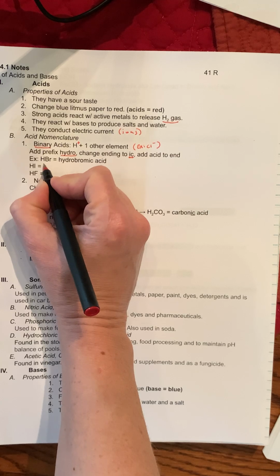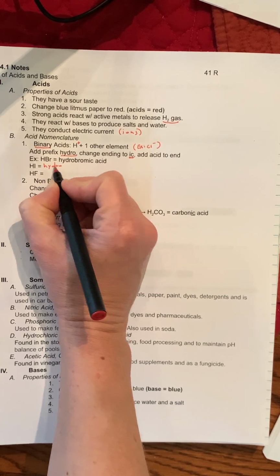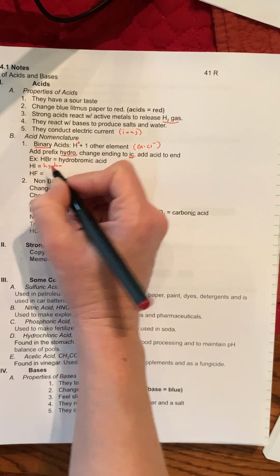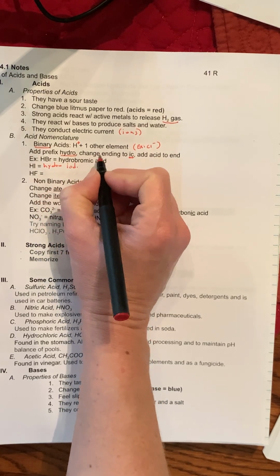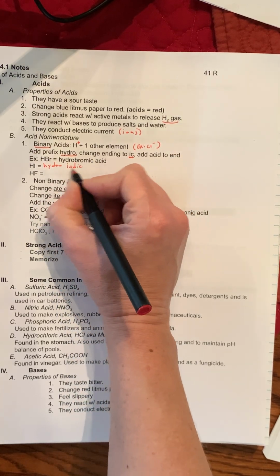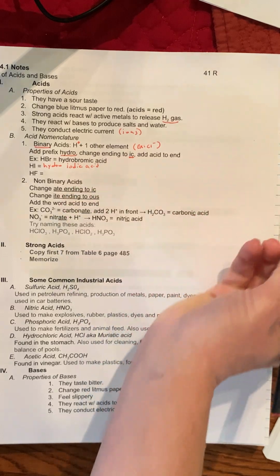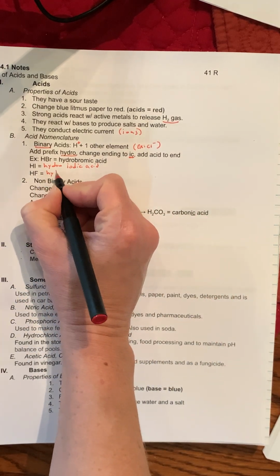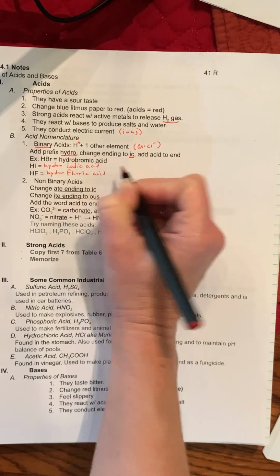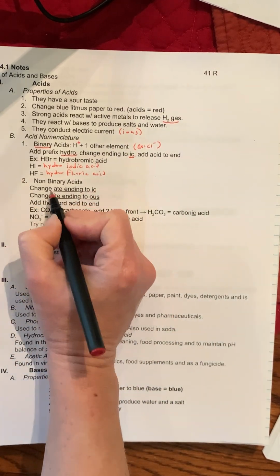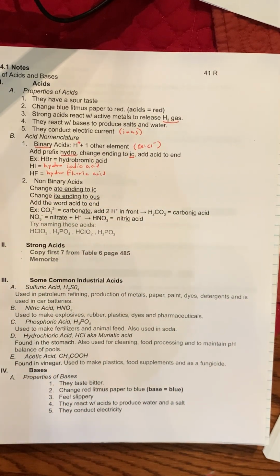HI, hydro, remember only when it's just two elements like HBr, HI, or HF. Hydroiodic, iodic acid. HF would be hydrofluoric acid. Okay, and non-binary usually has three different elements, though it could have more than three.